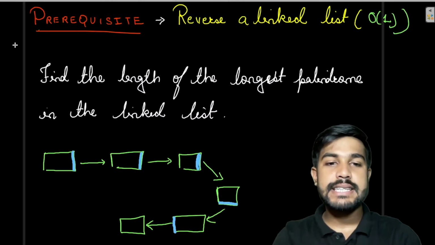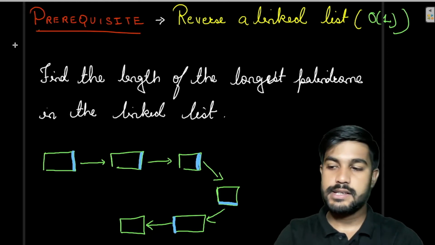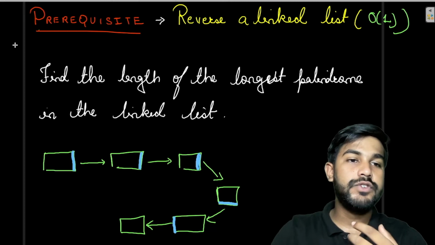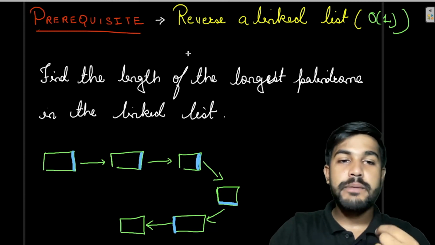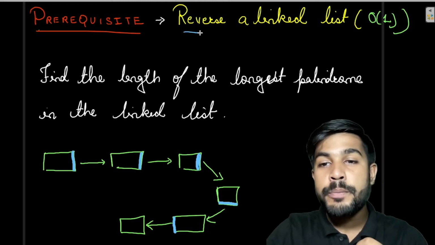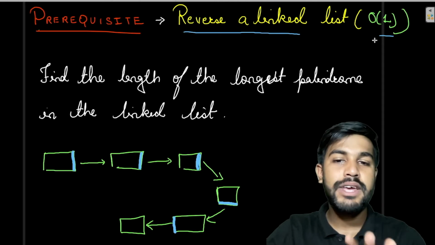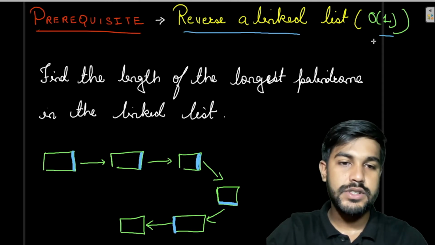Today we would be discussing the problem length of the longest palindrome in the linked list. So for this question, before moving forward, let us understand that the prerequisite of solving this problem is the understanding of reverse of a linked list in constant space, if you want to have the optimal solution.